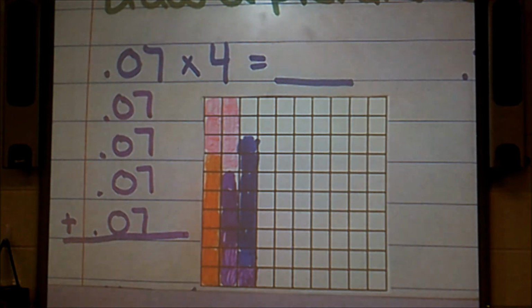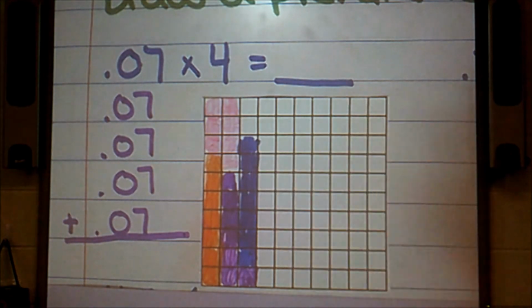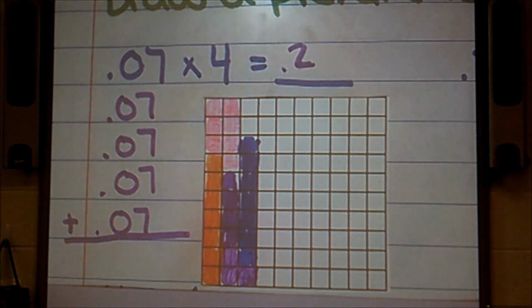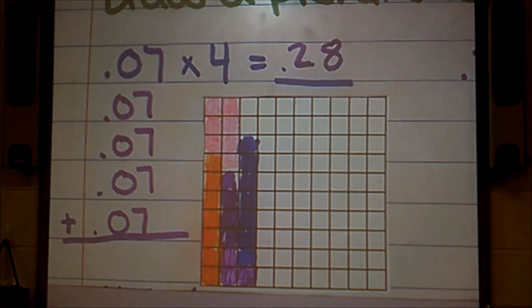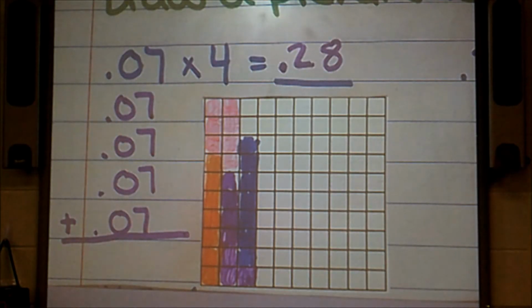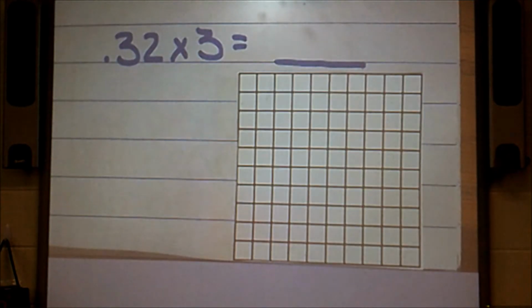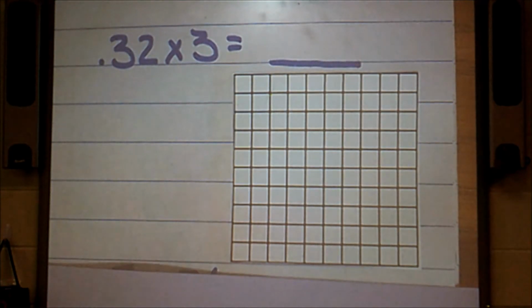How many are shaded in? Well, I have 2 tenths all the way shaded in, and then another 1, 2, 3, 4, 5, 6, 7, 8. So I have 2 in my tenths place, and 8 in my hundredths place. So my product of 7 hundredths times 4 is 28 hundredths. We're going to move on to another problem to see how you do. Again, it might be helpful if you have a grid to help you fill it in, or you could draw a picture as well.